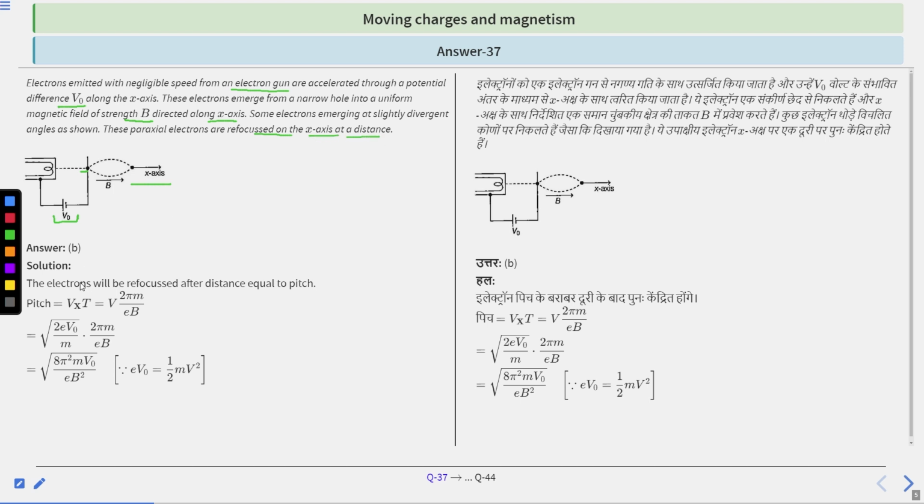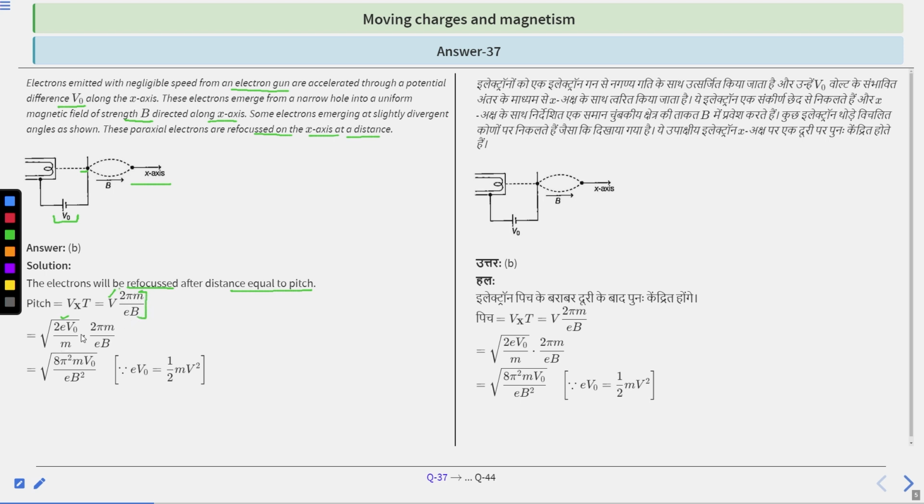We know the electrons will be refocused after a distance equal to the pitch. Clear? The electrons will be refocused after a distance which is equal to the pitch. We know the formula of the pitch: pitch equals Vx multiplied by T. So V multiplied by 2 pi m divided by eB. Here V is under root 2eV naught divided by m, multiplied by 2 pi m divided by eB.